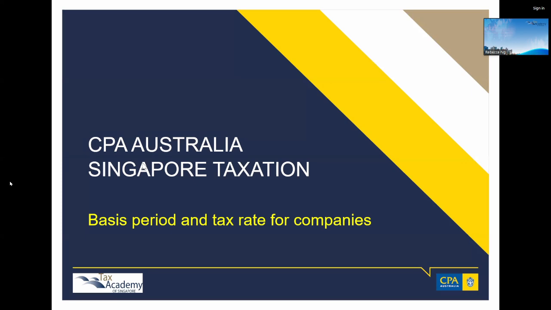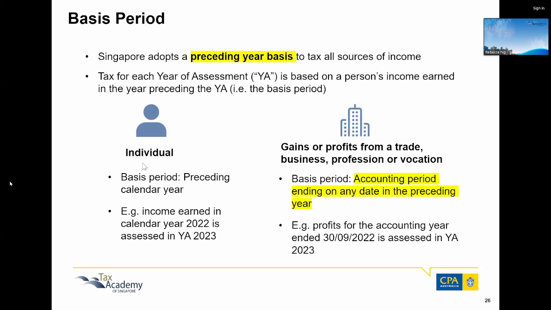Okay, we have this basic period and tax rate for companies. When we are doing our tax computation, we always compute on a period basis. And which period should we be looking at? We will look at the basis period, right? So Singapore adopts a preceding year basis to tax all sources of income.